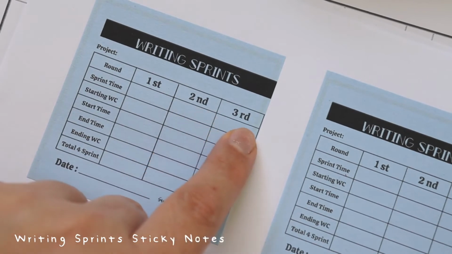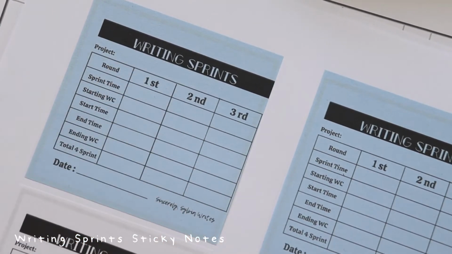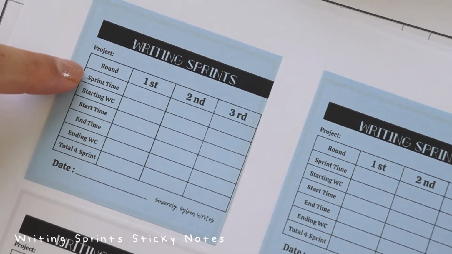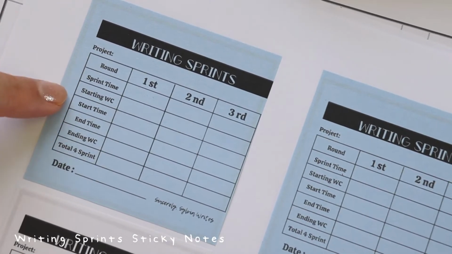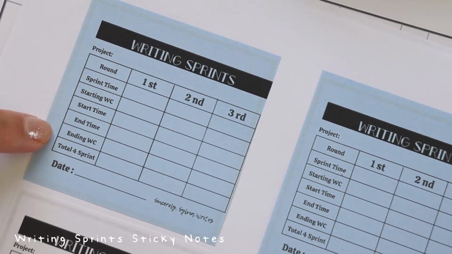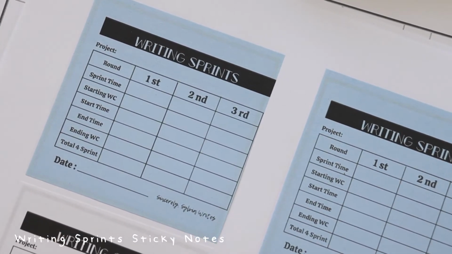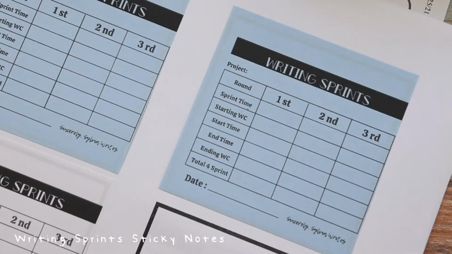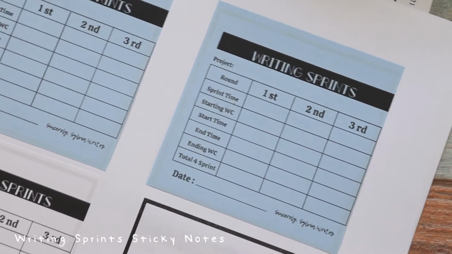We have round 1, 2, and 3. Up at the top, you have a line to write down your project. Then we have the sprint time, starting word count, start time, end time, ending word count, total for sprint, and then of course the date for this sprinting sticky note.